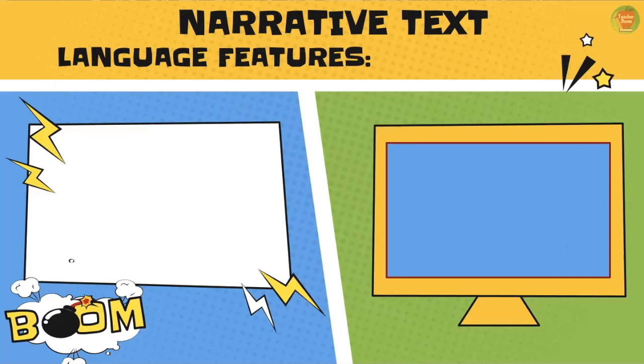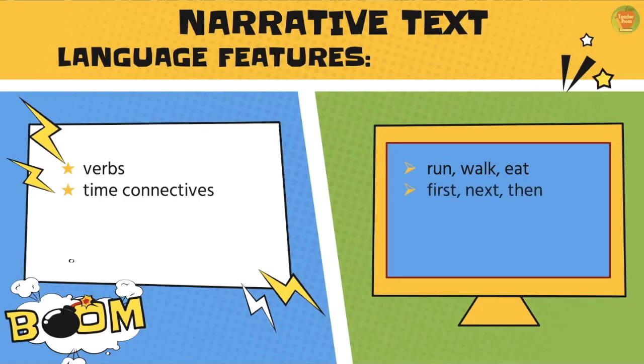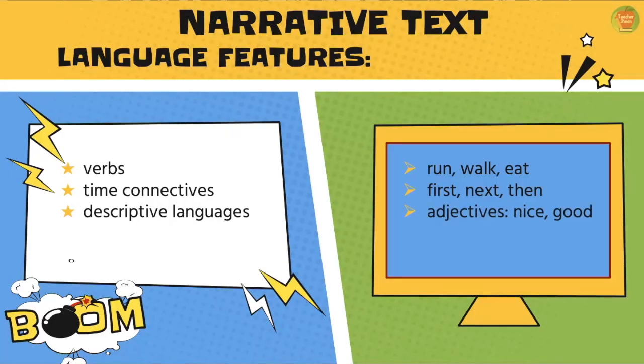The language features of the narrative text types are verbs like run, walk, eat. It has time connectives like first, next, then. It has descriptive languages or adjectives like nice, good. And it has proper nouns like Mr. Lim, Anna, Spot.